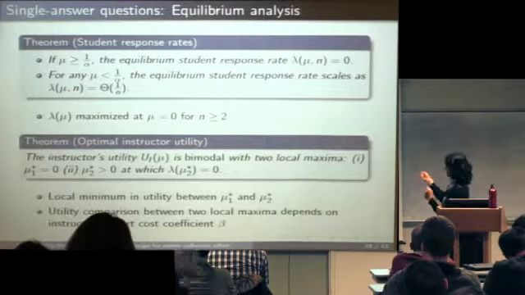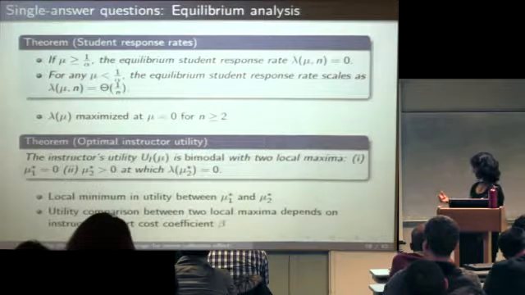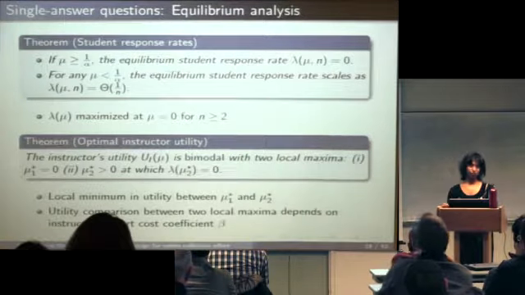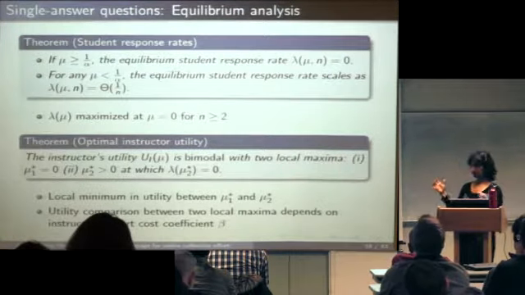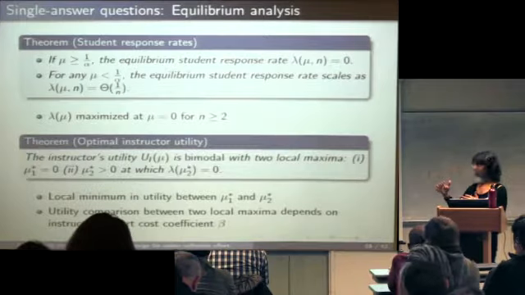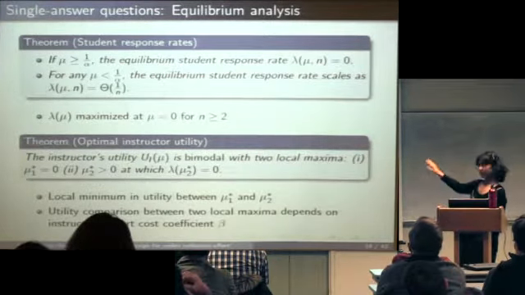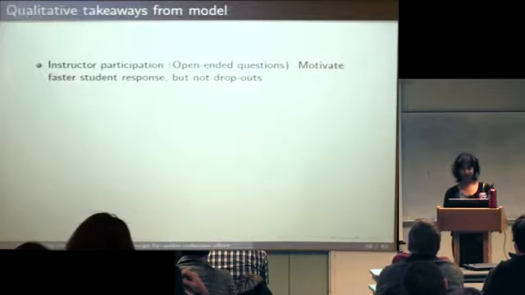And how these 2 local maxima compare against each other is essentially going to depend on how the instructor values her own cost of effort. If she values her effort very highly, then she's going to step back and let the class do the work. Otherwise, it's going to be the one in which she does.